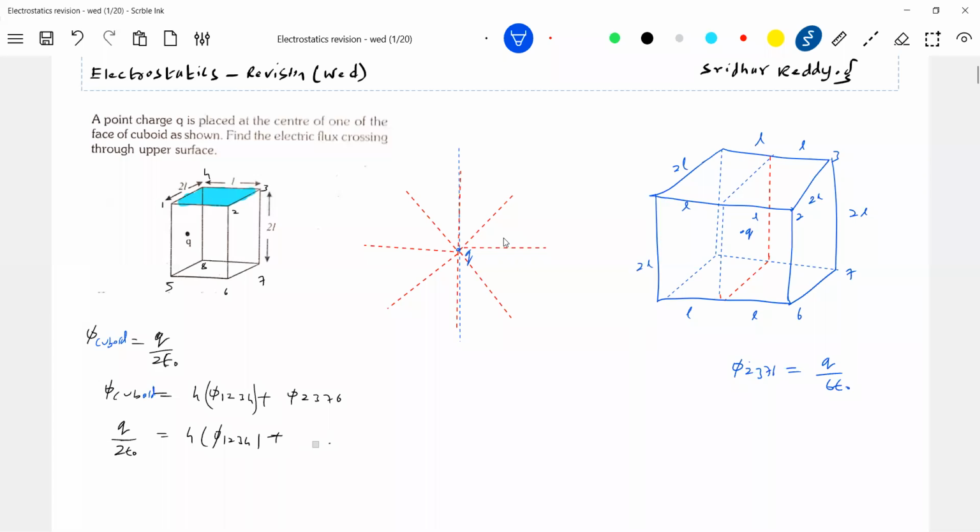Okay, Q by 6 epsilon naught, we'll write it. Q by 12 it will come, no? Yes, sir. Q by 12, half of it. Final answer will get Q by 12, sir. Okay, this one, this will be Q by 6 epsilon naught. So finally, how much is the final answer? Q by 12 epsilon naught.